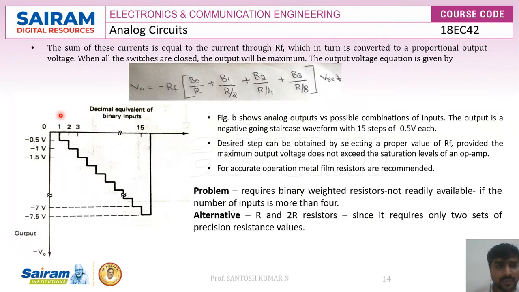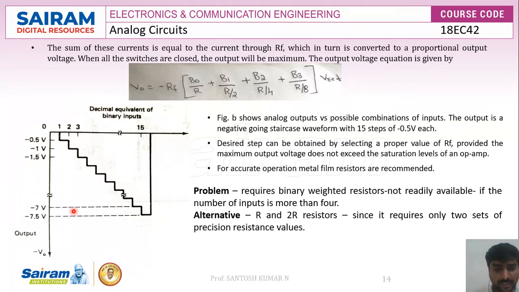So the sum of these currents is equal to the current through RF, as I told, the current that flows through RF, which in turn is converted into the voltage. So the output we get is defined by the equation: minus RF into (B0 by R plus B1 by R by 2 plus B2 by R by 4 plus B3 by R by 8) into V reference.